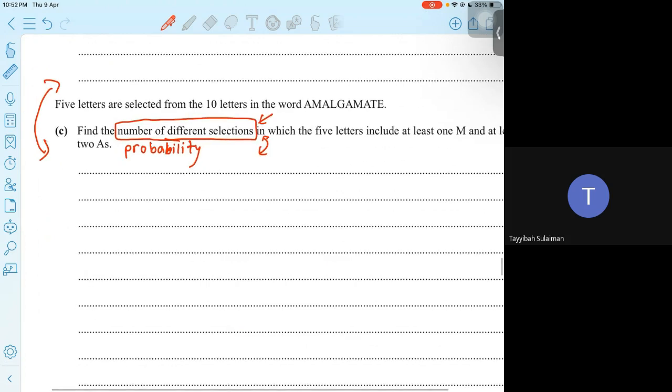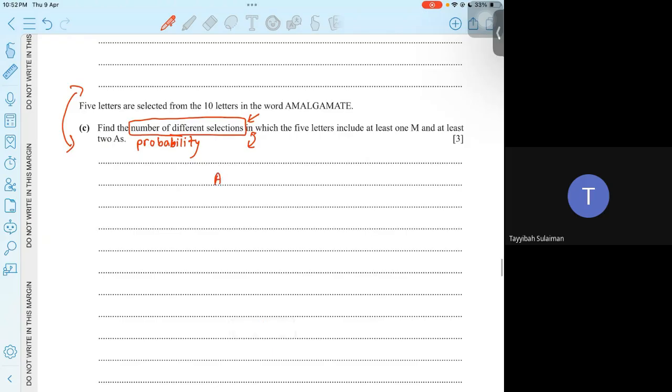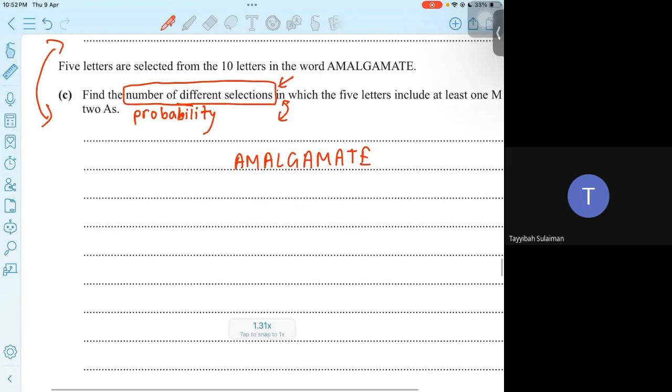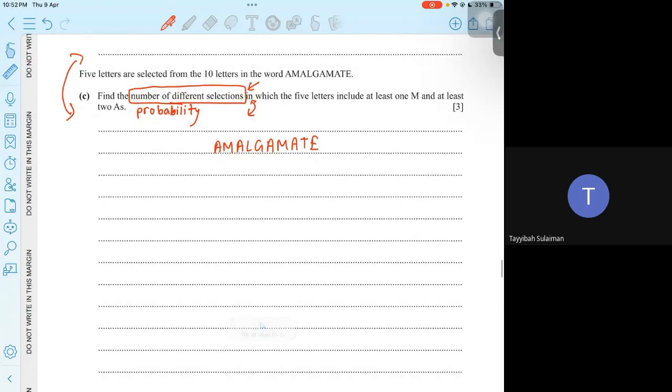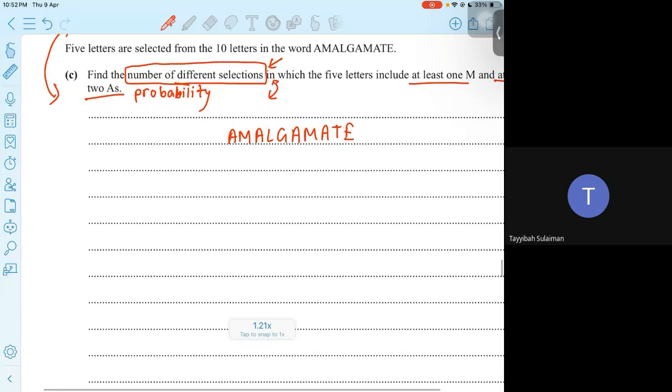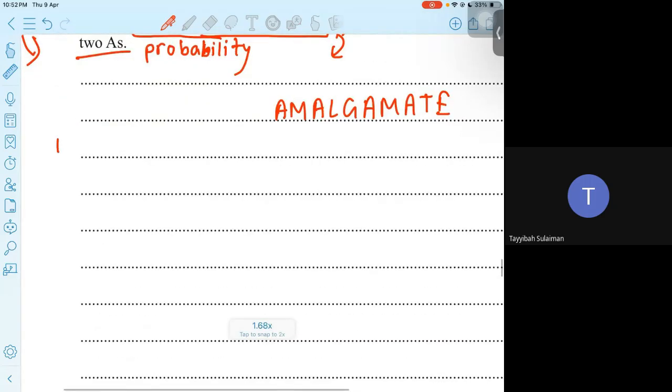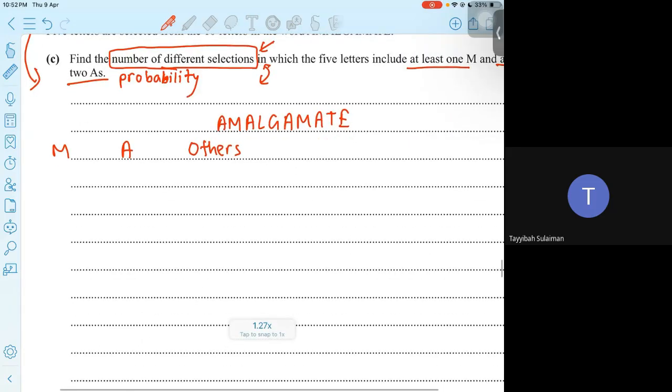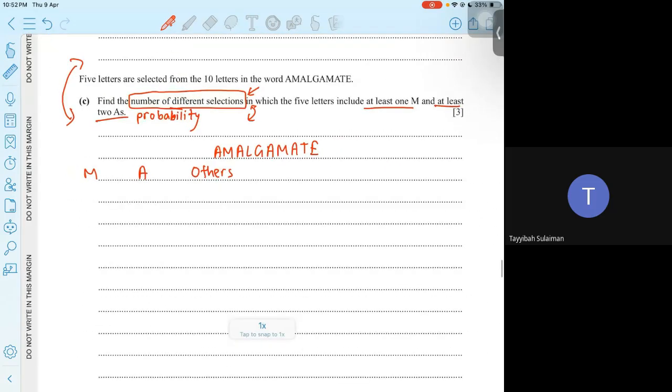So let's approach the first one. The word is already given: amalgamate. They're telling you to find the number of different selections, with at least one M and at least two A's. So let's give three categories: one is M, one is A, and let's name it others. Think of all the possible scenarios. I believe you've already gotten them, so let me just write them.